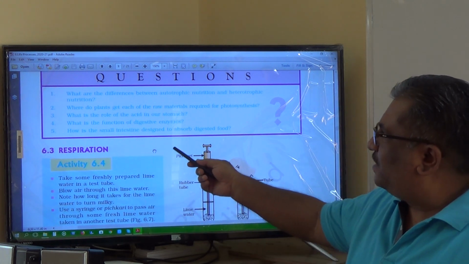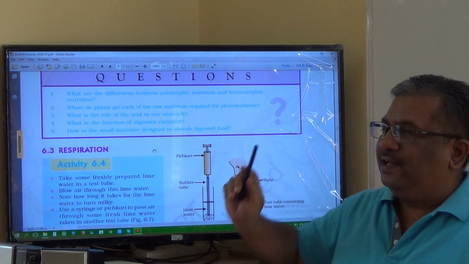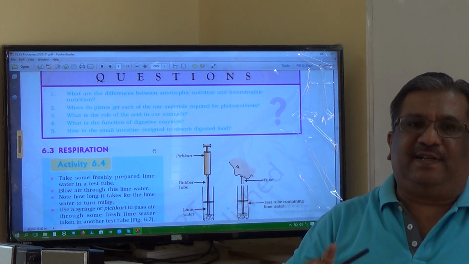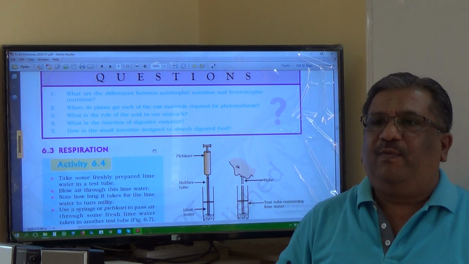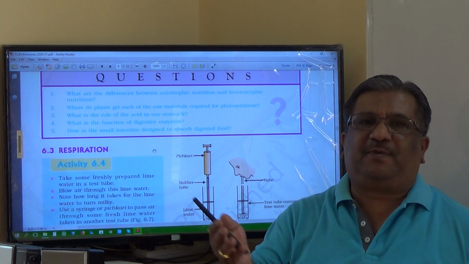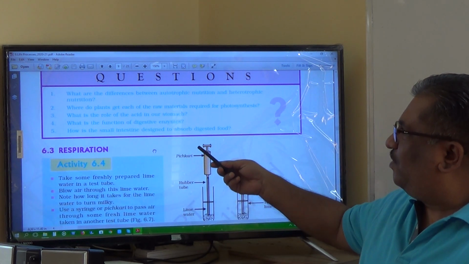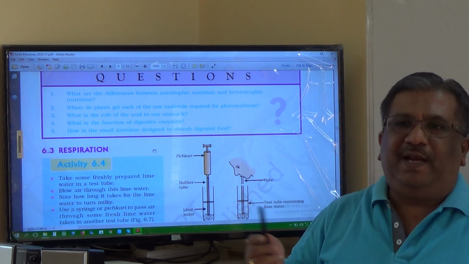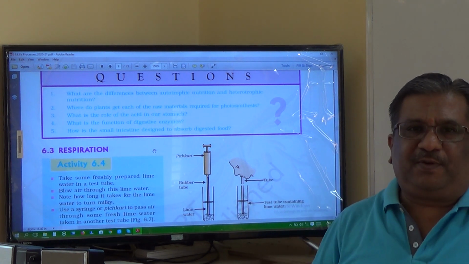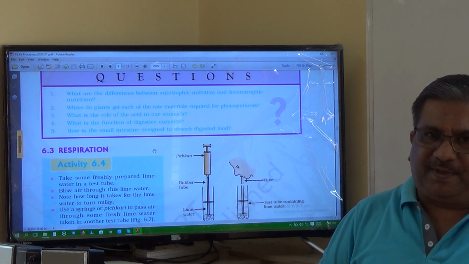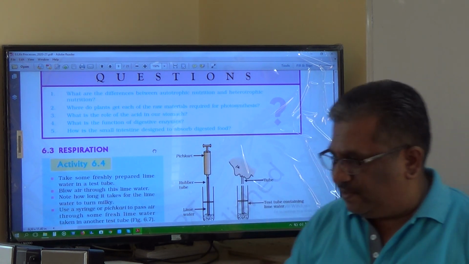How is the small intestine designed to absorb digested food? Along with the question I have discussed, it contains finger-like extensions or projections called villi, which increase the surface area for absorption of the nutrients, isn't it? Therefore, the small intestine is designed to absorb the digested food mainly by means of finger-like projections that increase the surface area for the absorption purpose. So that is what I have discussed already.